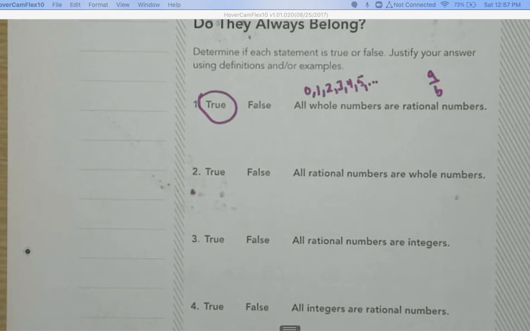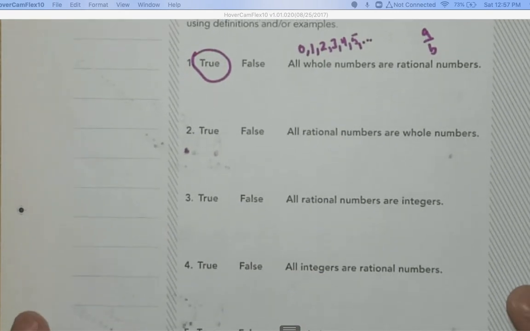All right. Question number 2, true or false? All rational numbers are whole numbers. Mrs. Lewandowski? Well, you just said that rational numbers is a over b. And let's see, whole numbers can be fractions, but not all fractions can be whole numbers. So I'm going to say false.